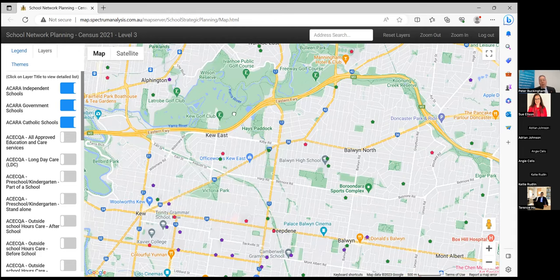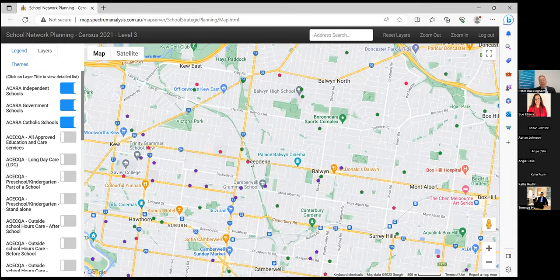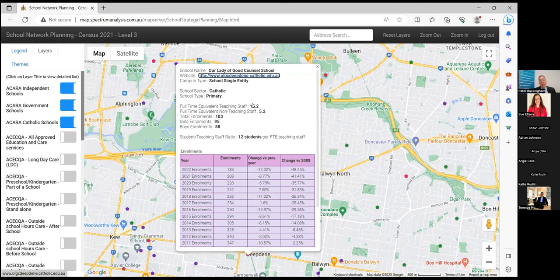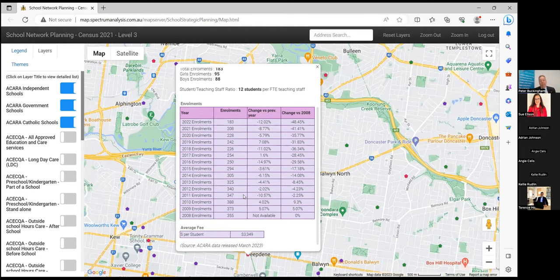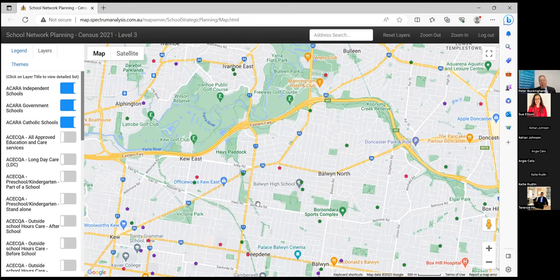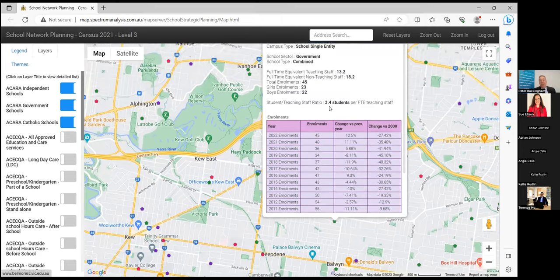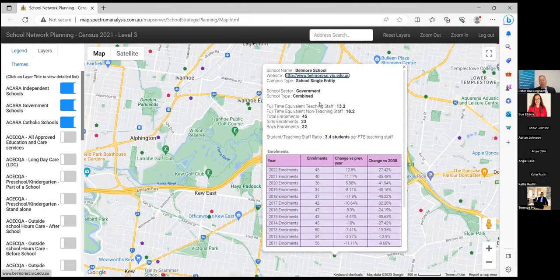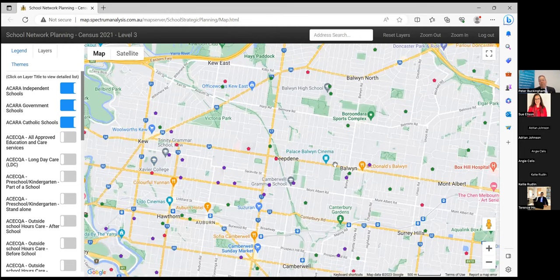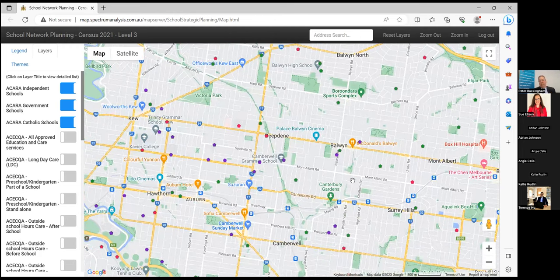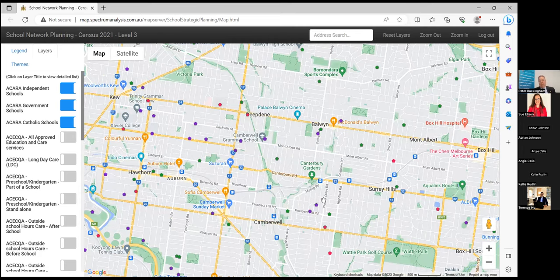Now we can go and look at every independent, every Catholic school, typical of a little primary Catholic school. We can see its numbers have gone from 355 to 183, so obviously a major issue going on there. And we can see every government school, which is the green one. So here's a Belmore Primary School. It's actually got very few numbers. I'll just take us down to one that I may know a bit easier. Let's go over here. Let's pick up Canterbury Primary, let's say.